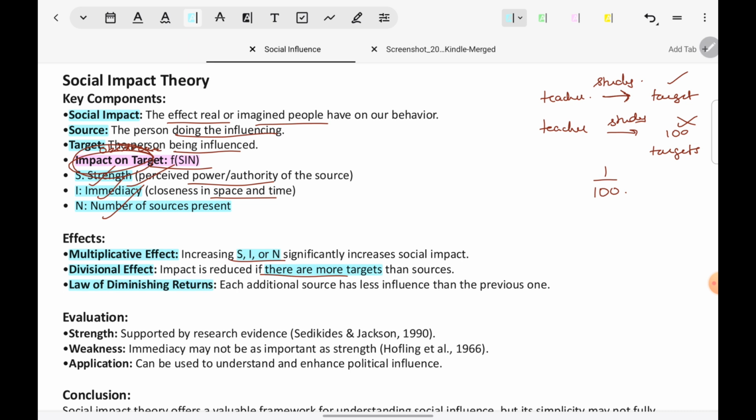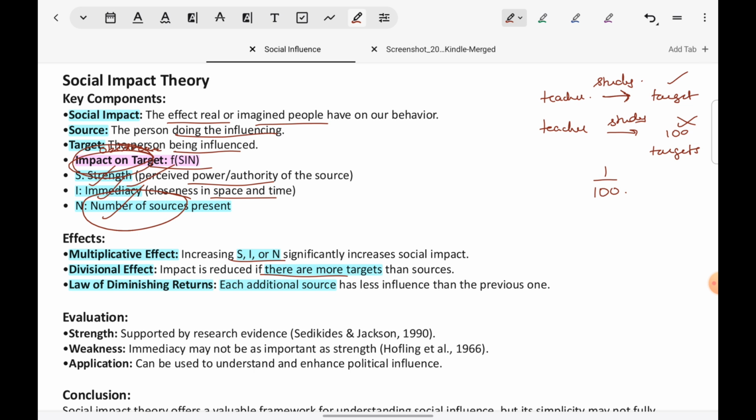This is speaking about sources. We have seen that if we increase the number of sources present, there is a greater tendency to obey. The impact is stronger. But now let's consider, what if we increase sources more and more? We just keep on adding more and more sources.